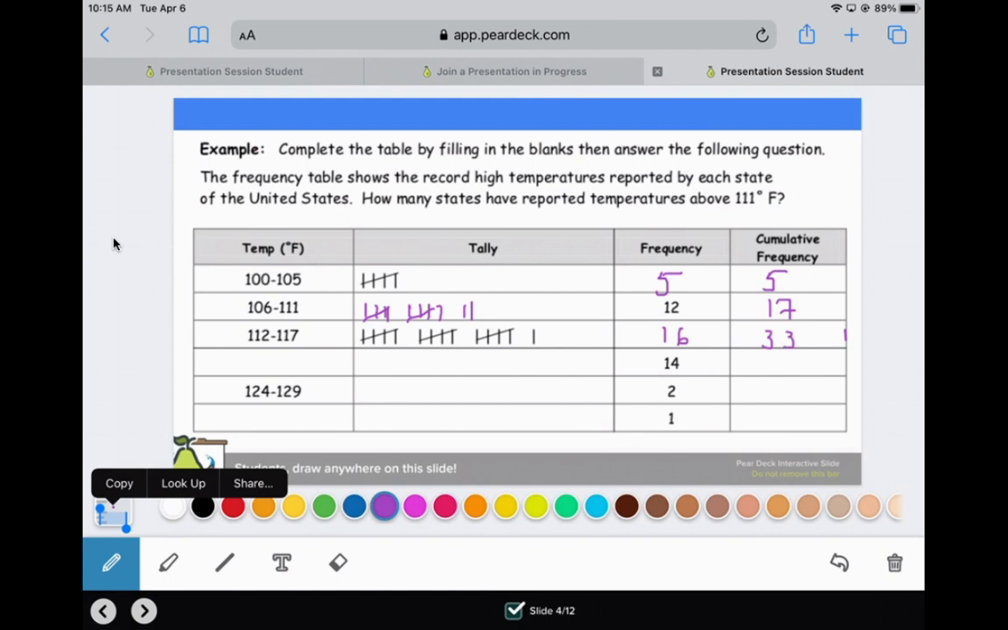I can just go ahead and finish up the last column, which is 33 plus 14. That would be 47. 47 plus 2, that would be 49. 49 plus 1, that gives you 50.